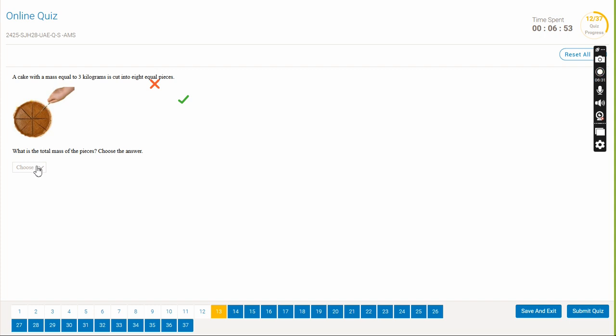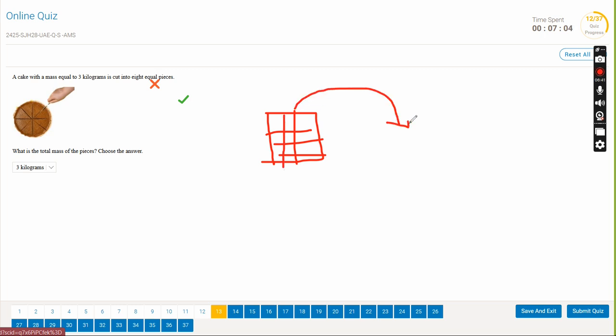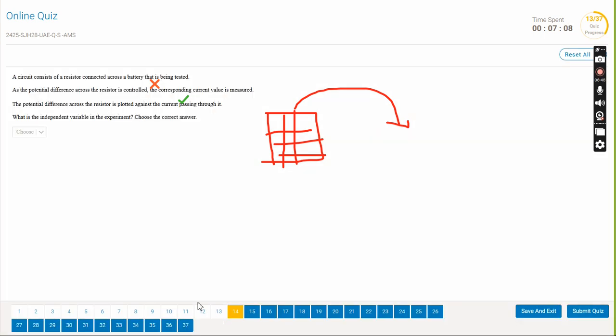The next one is, what is the total mass of the pieces? It's going to be 3 kilograms. Now remember, even if there's a piece of chocolate and you cut it into very tiny pieces, it's the same amount. You just cut it into tiny pieces, it's going to weigh the same, unless you lose or throw out some pieces of it.